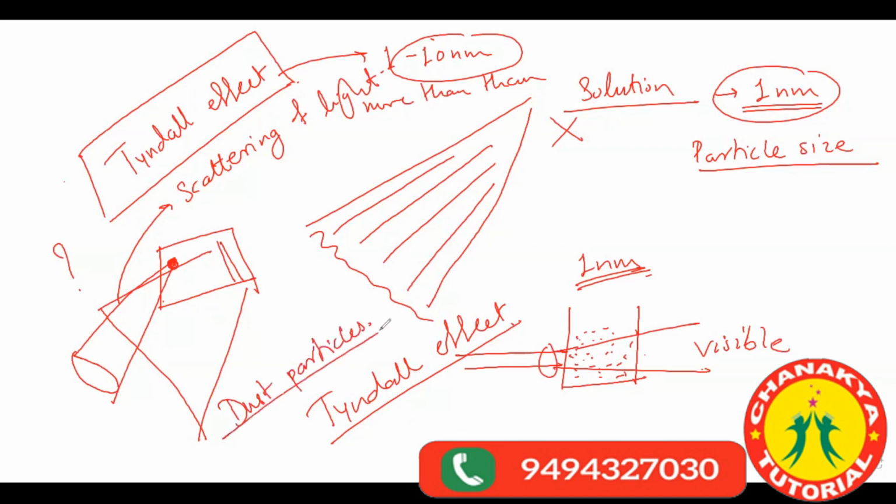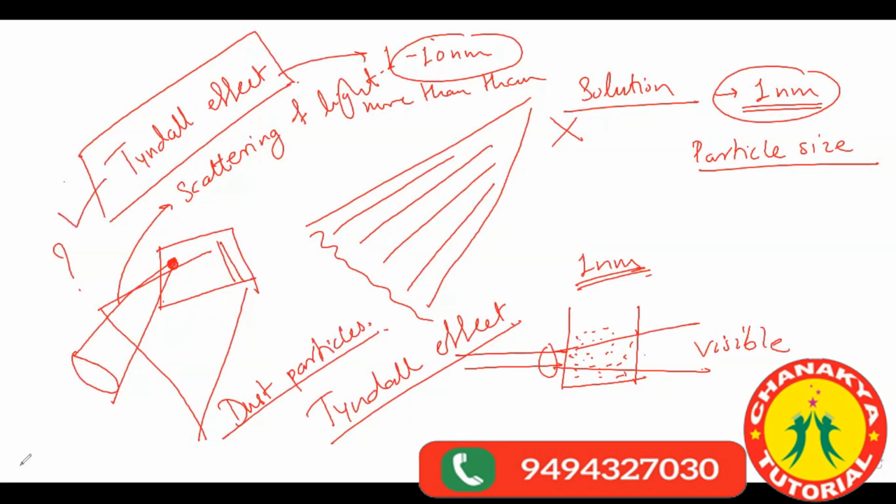Though dust particles are small and we are not able to see them, they are larger than your 1 nanometer particle. In that light, if you see clearly, you might have seen the particles randomly moving. Have you ever observed? Yes, ma'am. If you observe that light clearly, you may see the particles present in that path, and those particles are responsible for scattering the beam of light and showing the Tyndall effect.